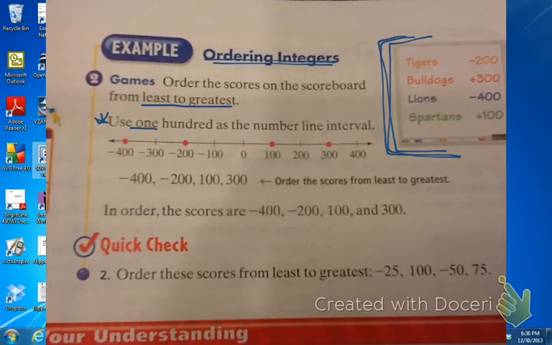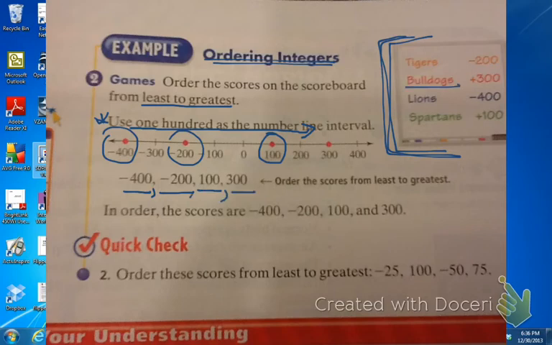So if you're looking at this number line, remember, as the numbers move to the right they become greater. So the least or lowest number is going to be this -400, and then the next lowest or least number would be this -200, and then the Spartans would be the next greatest score, would be 100, and then the greatest score of all here is the Bulldogs, who got 300. So here's the order from least to greatest.